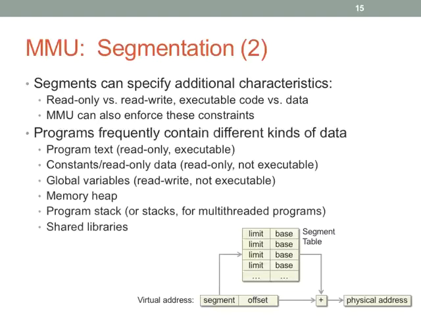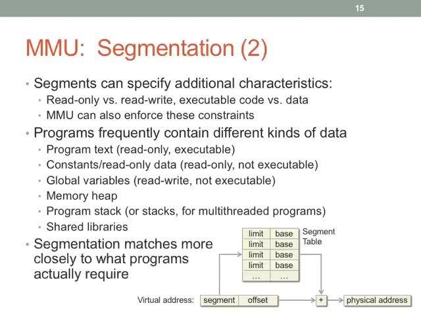So these are some examples of kinds of data: program text, obvious; constants, read-only data, also obvious; global variables, memory heap. Global variables are interesting because remember, we can have uninitialized variables, we can have initialized variables. Okay? We can support those two things separately, so that's why we have .data and .bss in programs. Memory heap, program stack, which is fun, and shared library. So things like that. So it's easy to come up with at least 6 segments for programs.